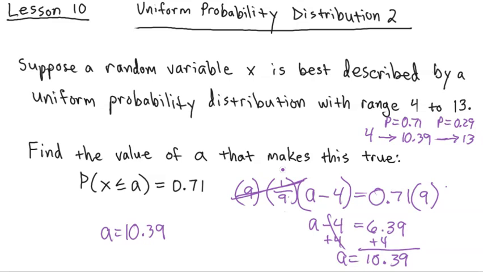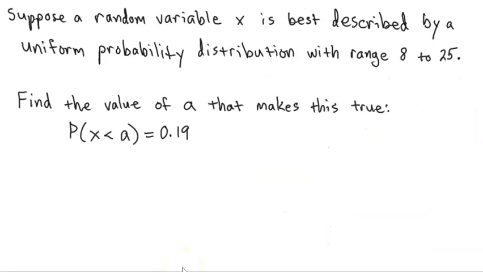Okay, let's try another example. All right, here's another one. Suppose a random variable x is best described by a uniform probability distribution where the range is 8 up to 25. Okay, so what does that make our probability density function? It's going to be 1 over 25 minus 8. Well, 25 minus 8 is 17, so our probability density function is 1 over 17.